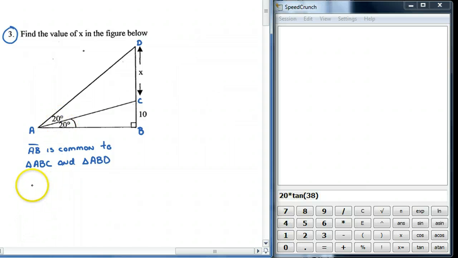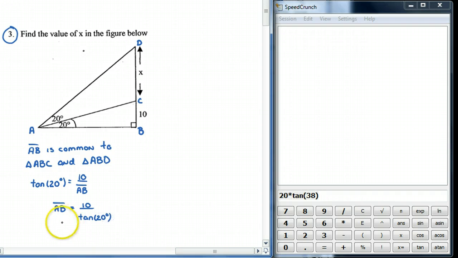So we see that if we're looking at this angle here, 20 degrees, 10 is the opposite, and length AB is the adjacent. So we're going to use the tan ratio. We know that tan of 20 degrees is equal to the opposite, which is 10 over length AB. Then we can do some algebraic rearranging here, and we should get AB equals 10 over tan of 20 degrees.